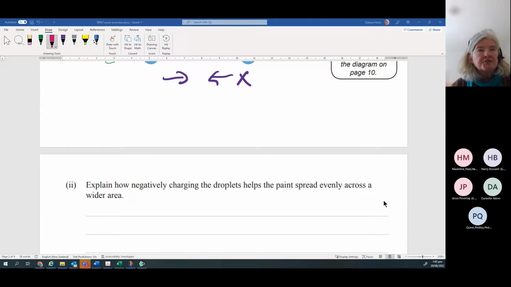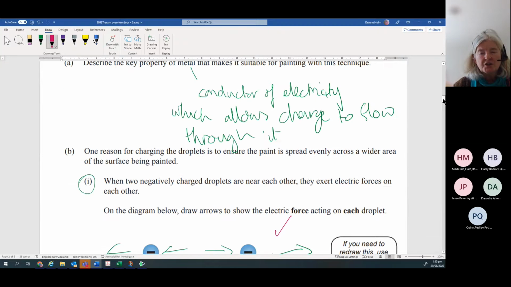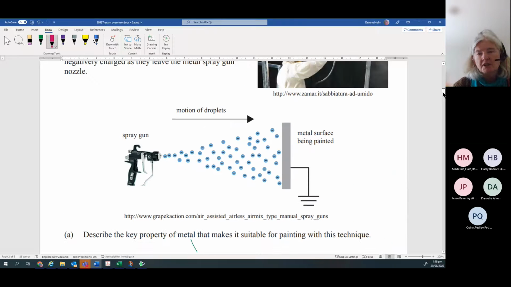Okay, right. So now, how does negatively charging the droplets spread the paint evenly? Yep, it could be because I was also connected to something else. So go back and look at the question and see if you can get any clues. We can see they're being distributed: here it's close together, there they're going further apart.